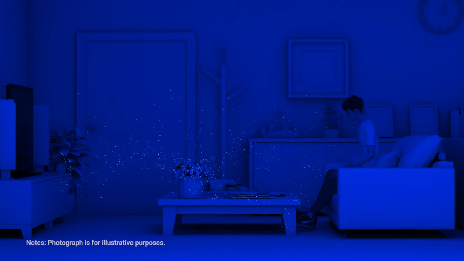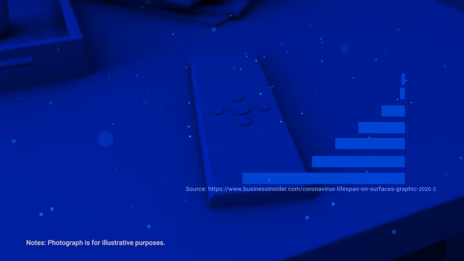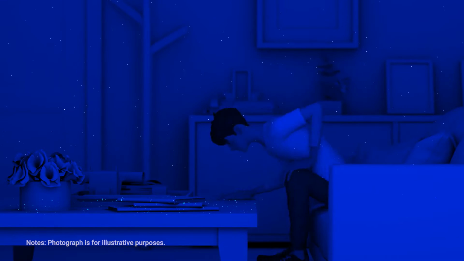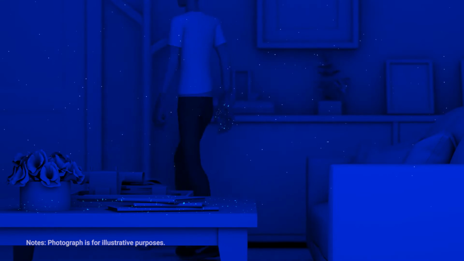Smaller droplets tend to float in the air. Larger droplets fall and adhere to surfaces. These droplets contain the coronavirus and cause its spread. The coronavirus can survive on various surfaces for hours to days. When a person touches an object with coronavirus on it, the virus may be transferred to the person.